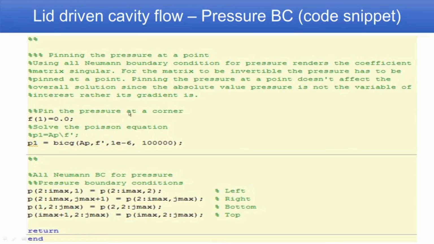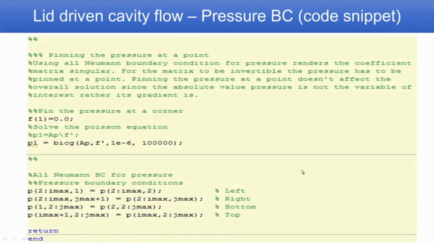So, pin the pressure at a corner. We can pin pressure at any point. In this example, we have pinned the pressure at one corner, that is p at 1 equal to 0.0. Now, solve the pressure Poisson equation as shown here. We can again set convergence criteria separately for the pressure Poisson equation and then return and end.